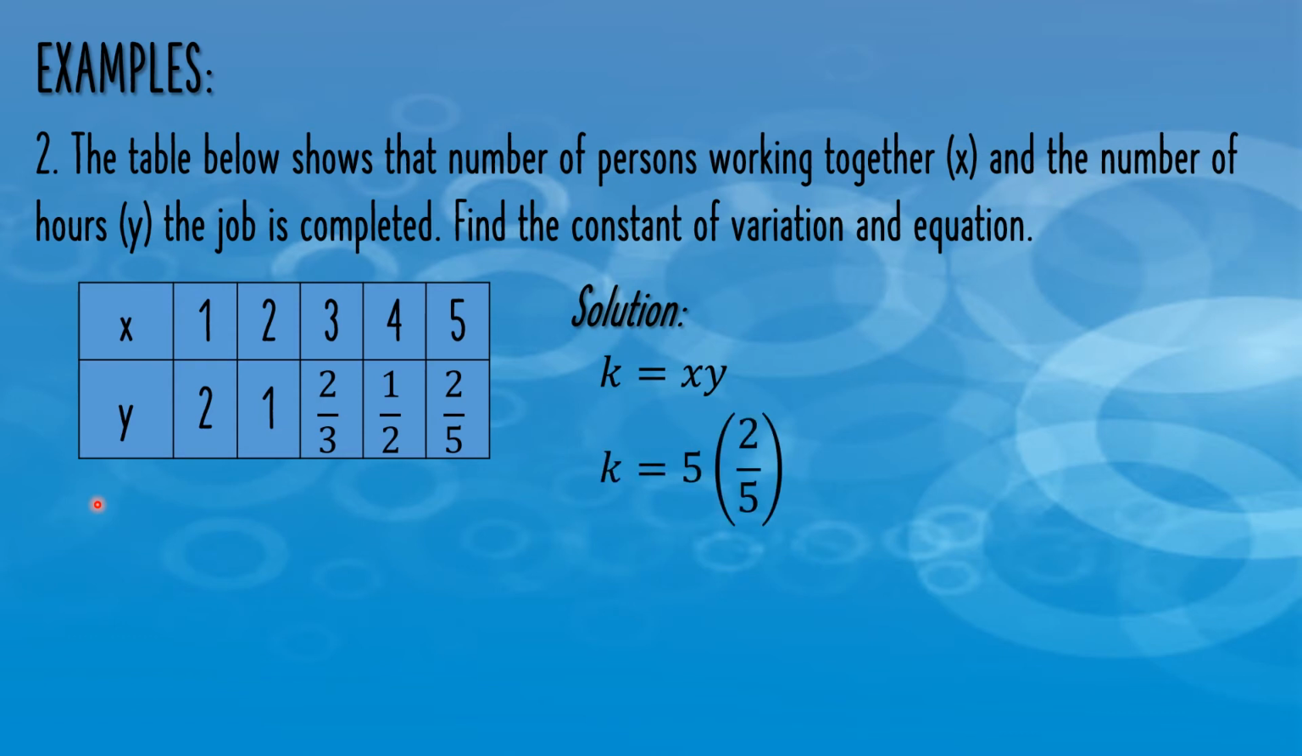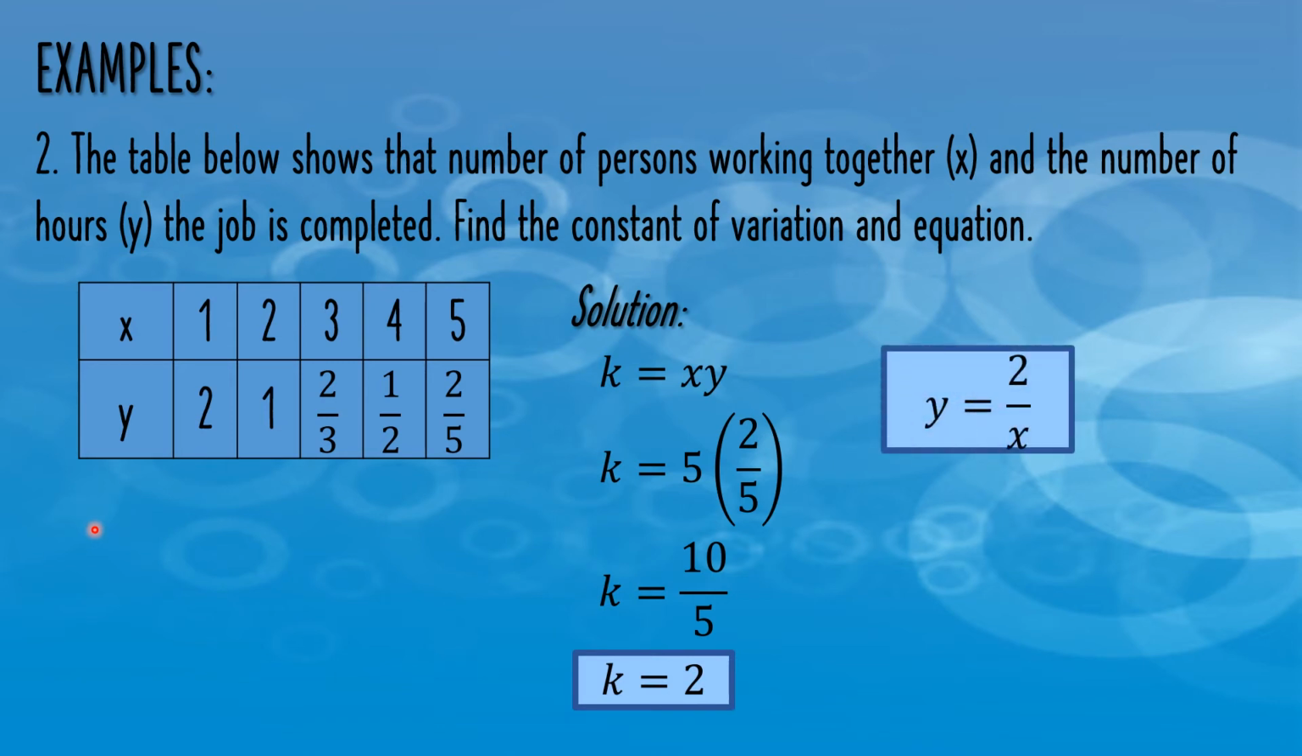So, paano ba tayo nagmumultiply ng fraction sa whole number? So, you will just multiply the whole number to the numerator and then copy the denominator. So, that will become 10 over 5 because 5 times 2 is 10. And then, you will just divide, so the value of k or the constant of variation is 2. And then, the equation will be y equals 2 over x. So, paano ba naging ganito yung ating equation of variation? Yung nakuha natin k, sinubstitute lang natin sa ating formula na y equals k over x.